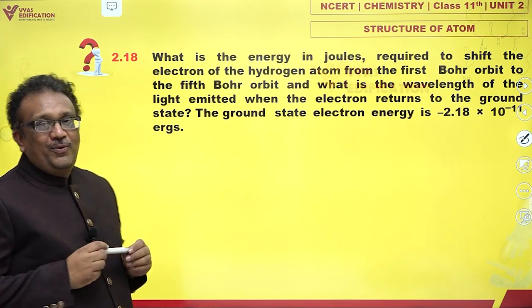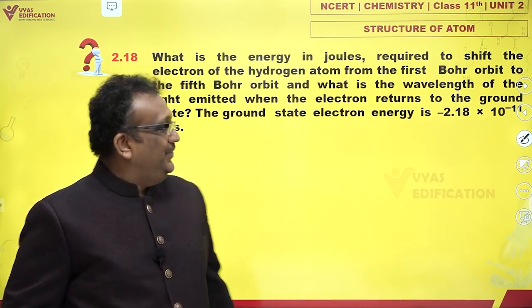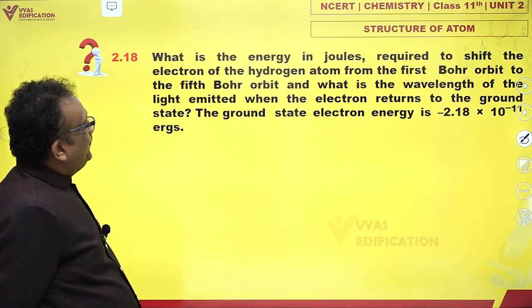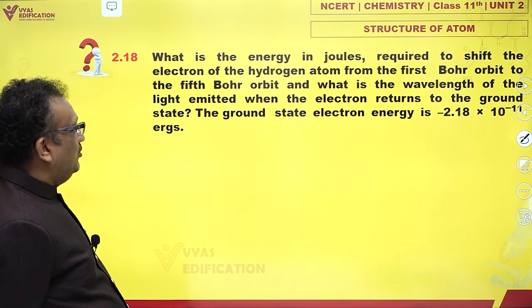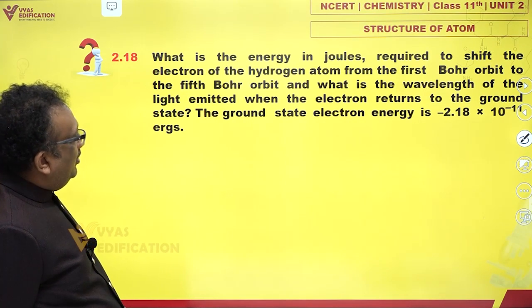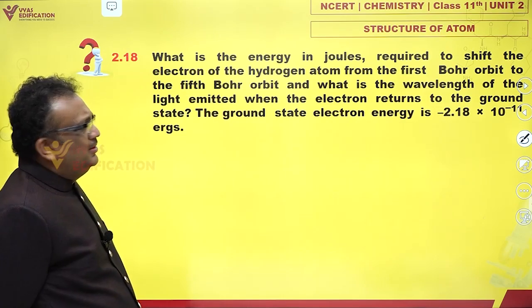What is the energy in joules required to shift the electron of the hydrogen atom from first Bohr orbit to the fifth Bohr orbit? Now, NCERT is absolutely in love with fifth orbit for some strange reason. And what is the wavelength of the light emitted when the electron returns to the ground state? Okay, the ground state electron energy is so much. That's not very problematic.